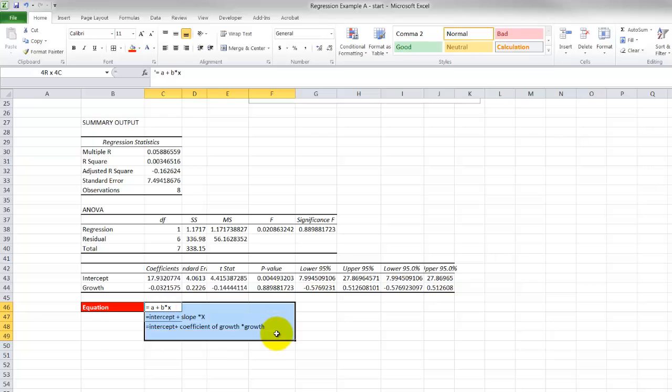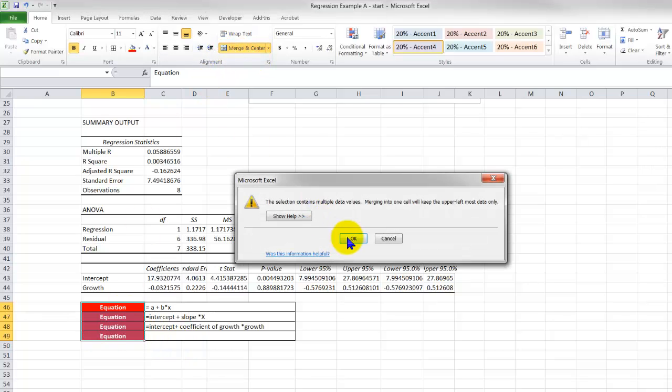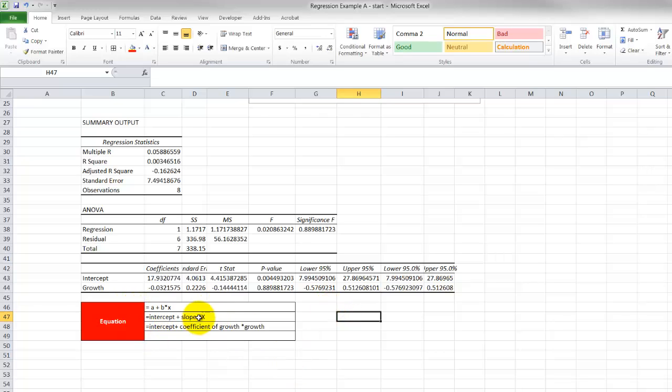Okay, so let me merge and center these. These are all just different ways of representing this equation, and I'm just thinking about a good way to format this. So we have A plus B X, which is also equal to intercept plus slope times your x. In the table, we refer to this as a coefficient times our x value. Our x value is growth. And if we wanted to write this one more way, let's plug in the coefficients. We have for the intercept in the table right here 17.9. I'll just leave it as one decimal. Plus the coefficient for growth, which is actually a negative 0.03, times our x value, which is growth.